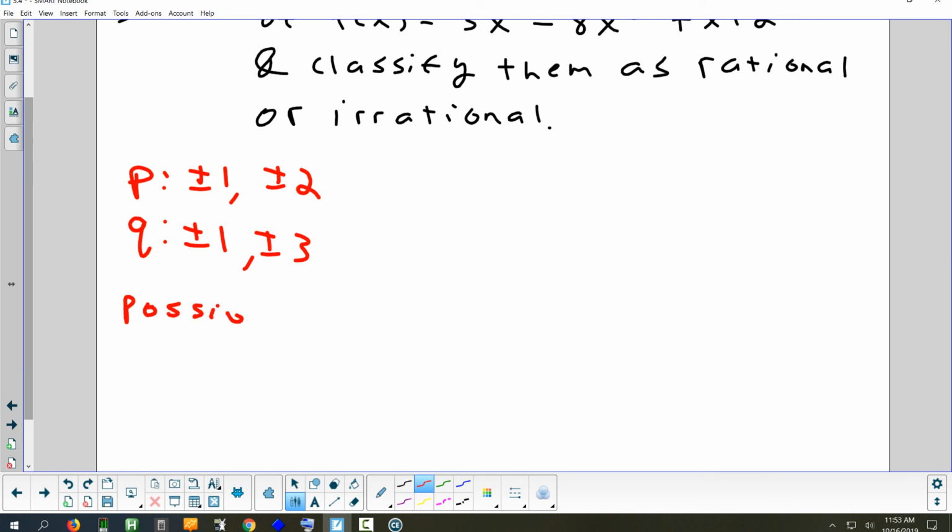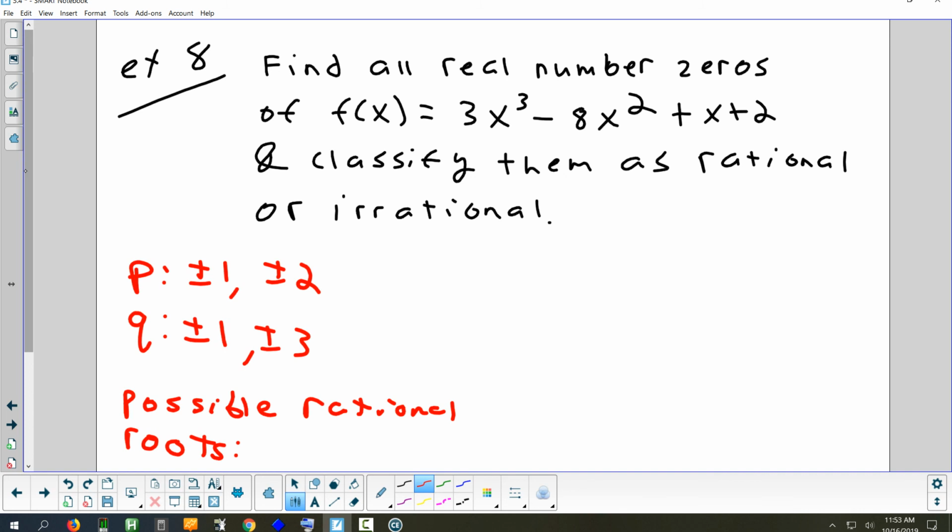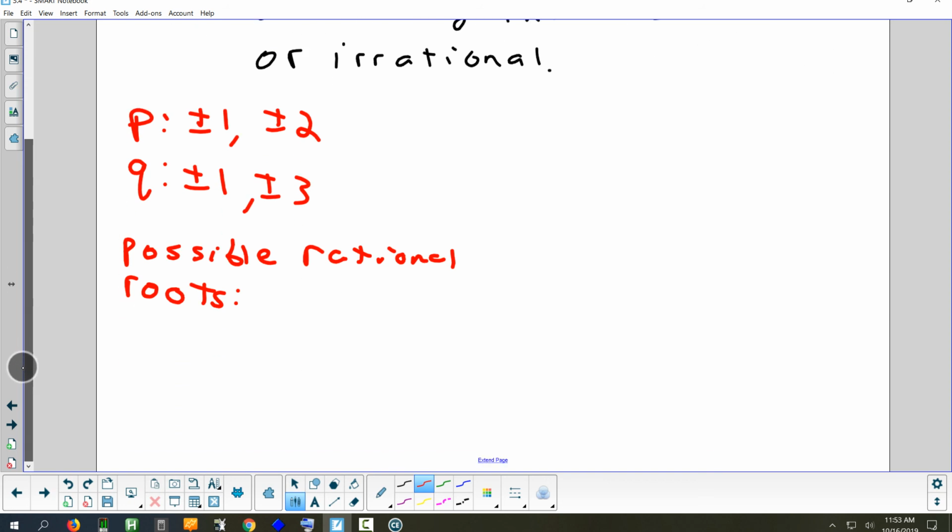So possible rational roots. So right now, I'm focusing on the rational roots. But remember what the question said. Find all real. Real means rational and the irrational. So even if this problem doesn't factor when we're done, they still want to know the answers somehow. Okay? So then we're going to have to use quadratic formula if it doesn't factor. Okay, let's see what happens. So, what are my possible rational roots?